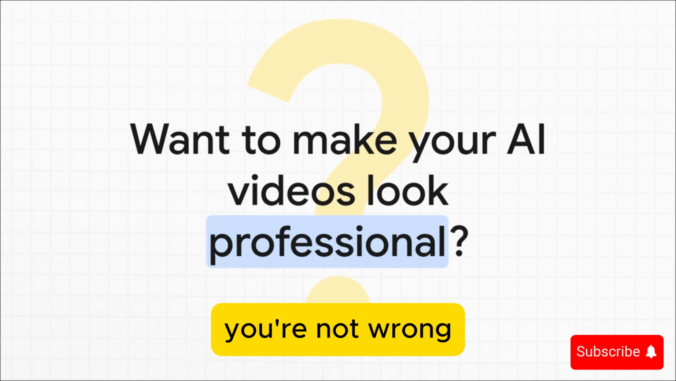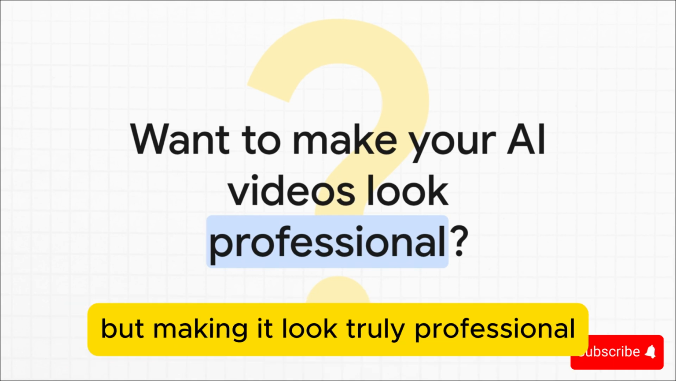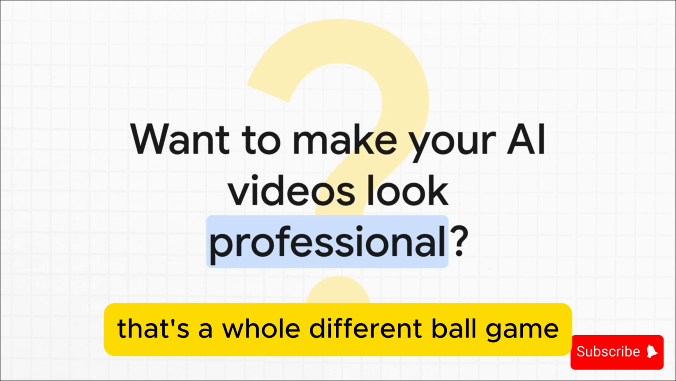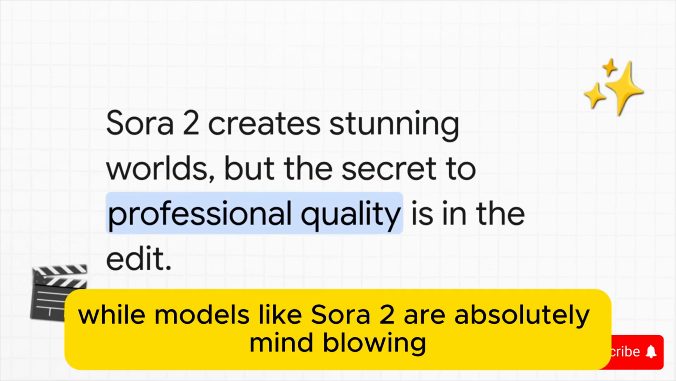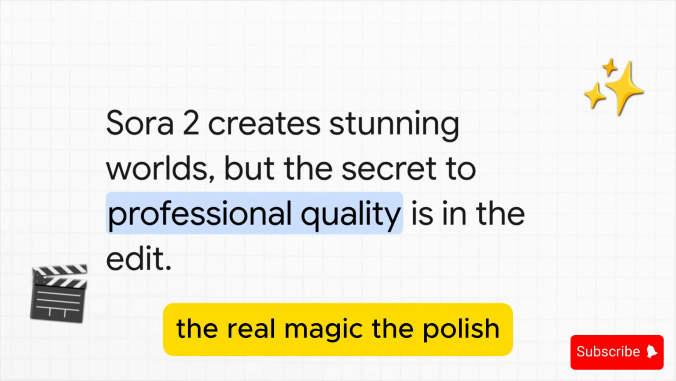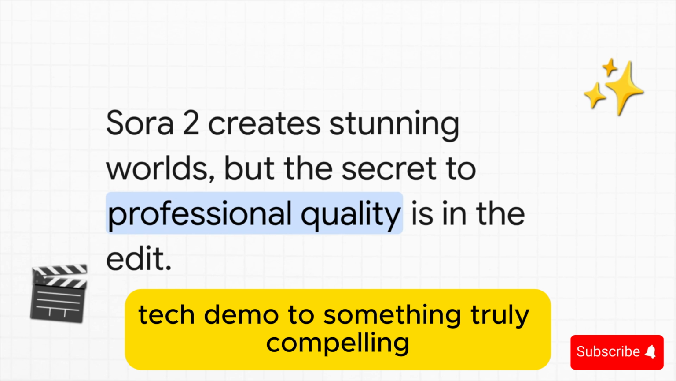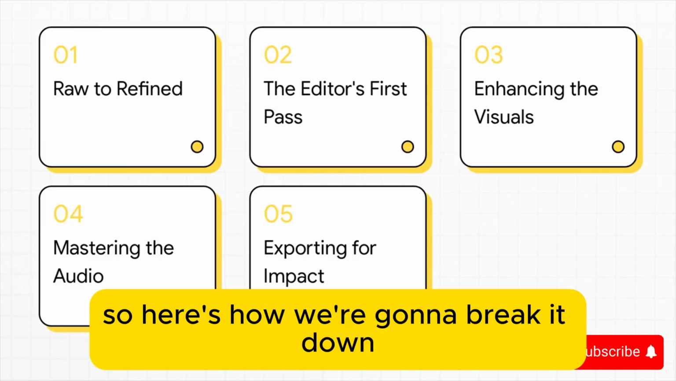You're not wrong. Getting a stunning output from the AI is one thing, but making it look truly professional, that's a whole different ballgame. And that's the key right there. While models like Sora 2 are absolutely mind-blowing, the raw output is really just your starting point. The real magic, the polish that takes your work from a cool tech demo to something truly compelling, it all happens in the edit.